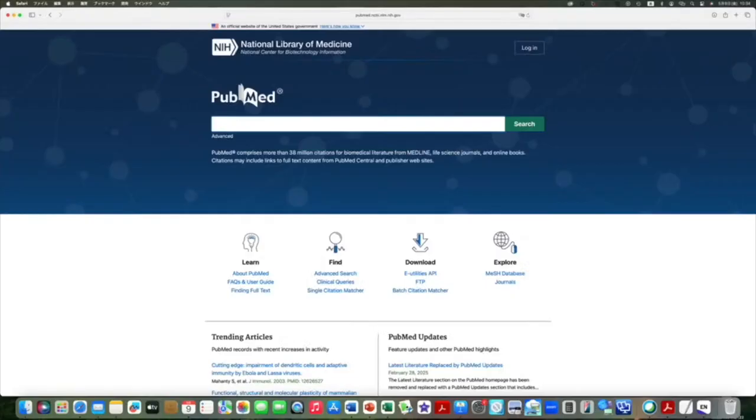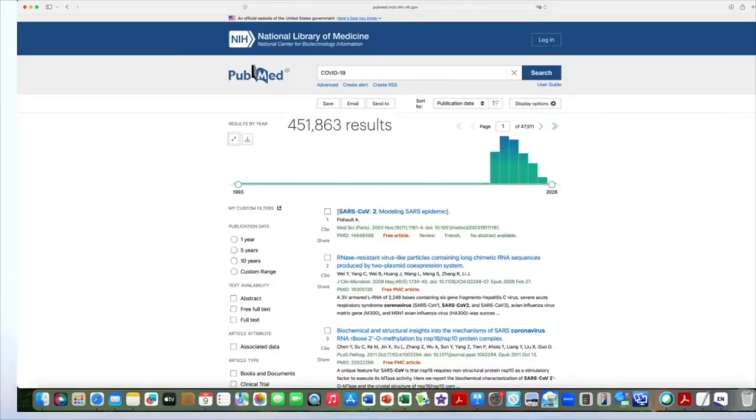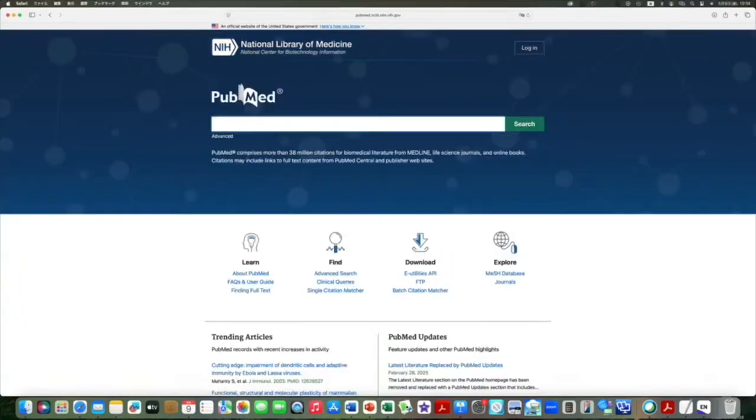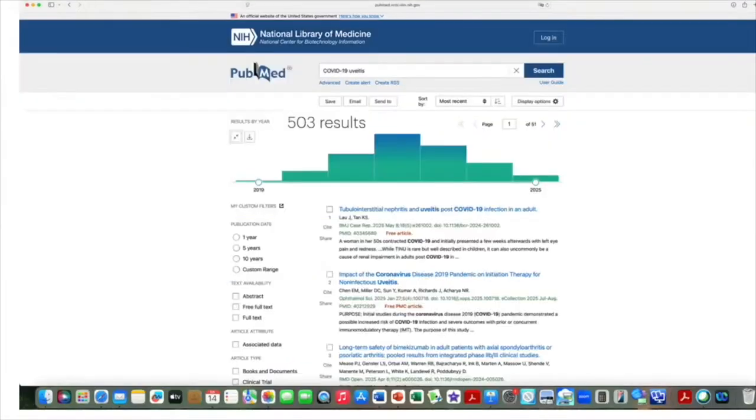Searching PubMed for COVID-19 yields 451,000 papers. Furthermore, searching for COVID-19 and uveitis results in 500 papers.